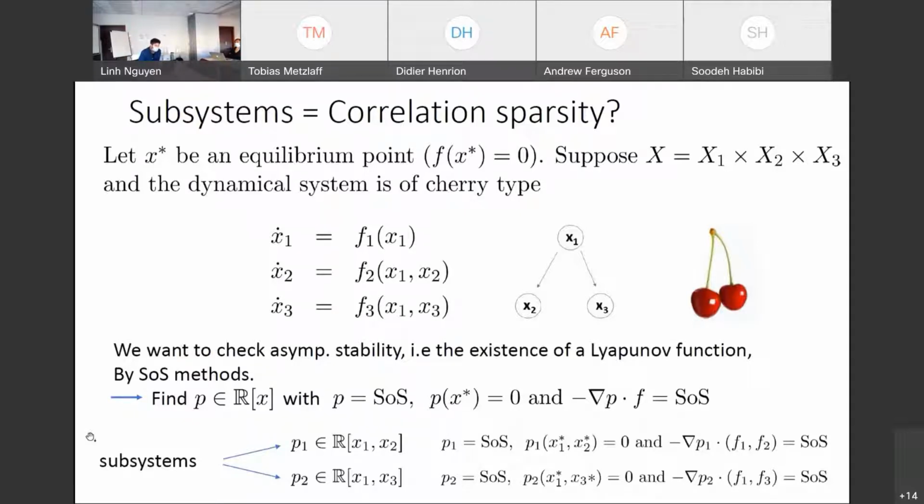Namely, we solved this Lyapunov problem for the two subsystems separately instead of solving it for the whole system. So instead of solving it on the variables x1 to x3, we solve it on the variables x1 and x2, and x1 and x3. So we've reduced the dimension.